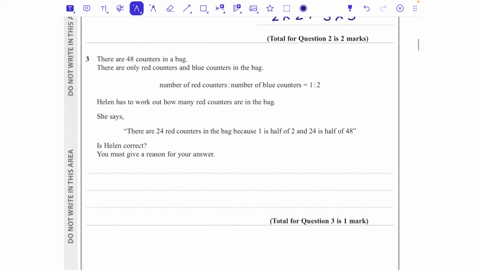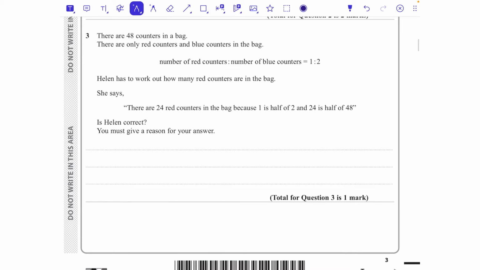Question number 3, there are 48 counters in a bag. There are only red and blue counters in the bag. The number of red to the number of blue is in the ratio 1:2. Now I like for ratio to draw them out with the little hangman lines, 1 part on the left, 2 parts on the right. Helen has to work out how many red counters are in the bag. She says there's 24 red in the bag because 1 is half of 2 and 24 is half of 48. Is Helen correct? You must give a reason for your answer.